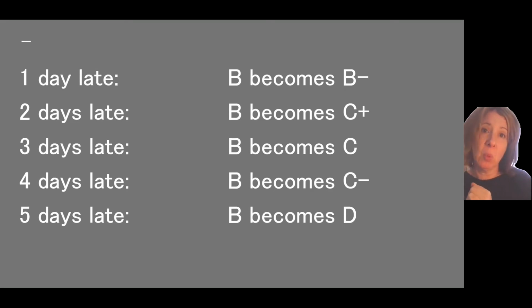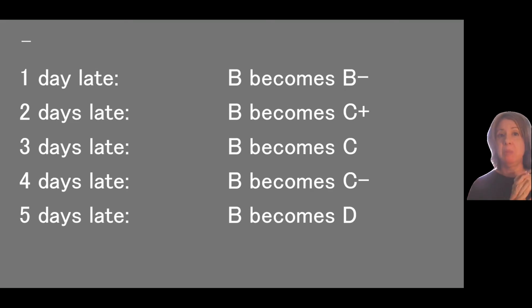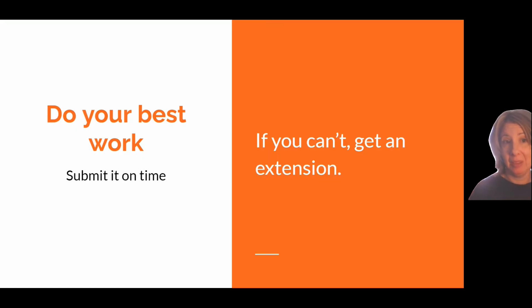If you hand in an assignment 1 day late, your B grade becomes a B minus. 2, it becomes a C plus. 3 days late, it's a C. 4 days late, it's a C minus. See how this works? You want to meet your deadlines. Yeah. We want you to do your best work and we want you to submit it on time.